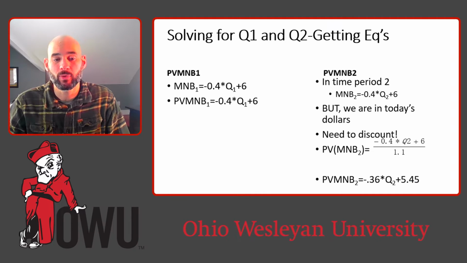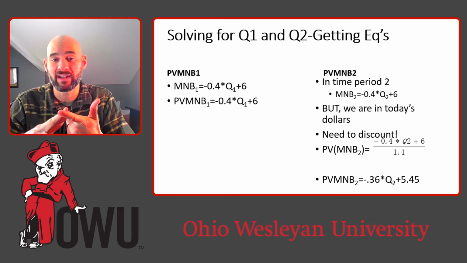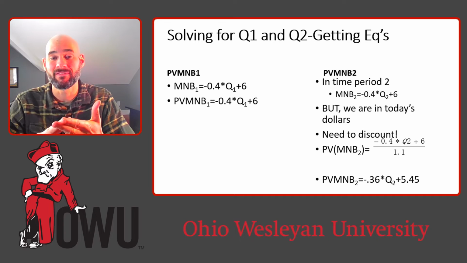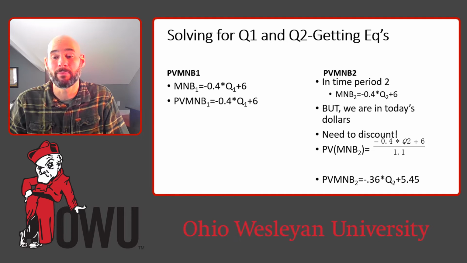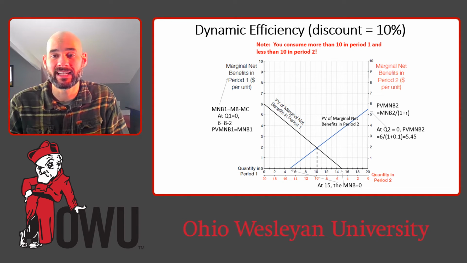So there's a couple conversions that we need to make. We need to transform our marginal benefit curve into a marginal net benefit curve. We need to transform our marginal net benefit curve into our present value marginal net benefit curve. Our marginal net benefit curve in period 1 is going to equal the present value in period 1, but in period 2 we just need to discount the marginal net benefit curve to get the present value of the marginal net benefit curve. And so once again, we can see that graphically this would imply that we're extracting more than 10 units in period 1 and less than 10 units in period 2.